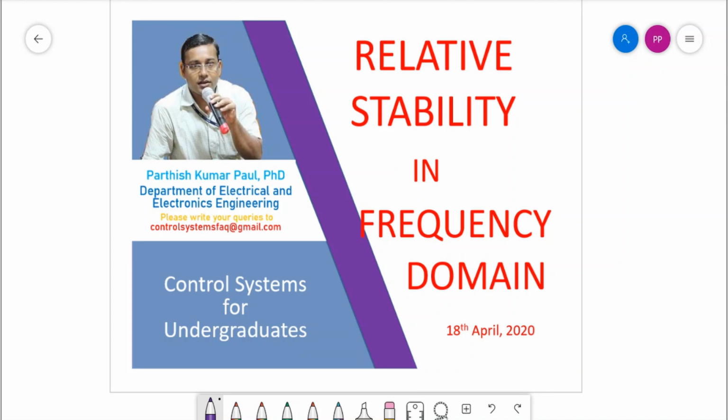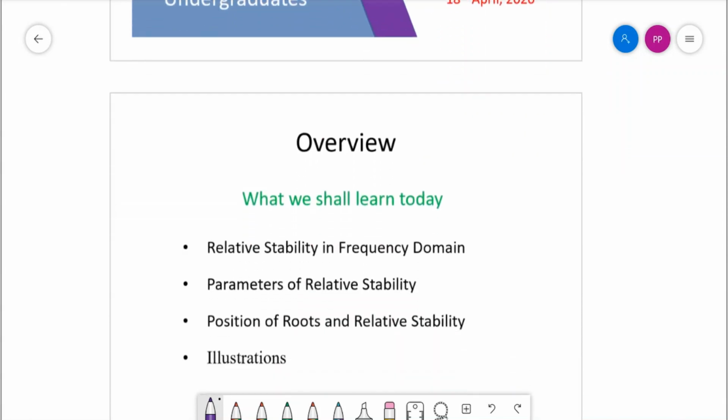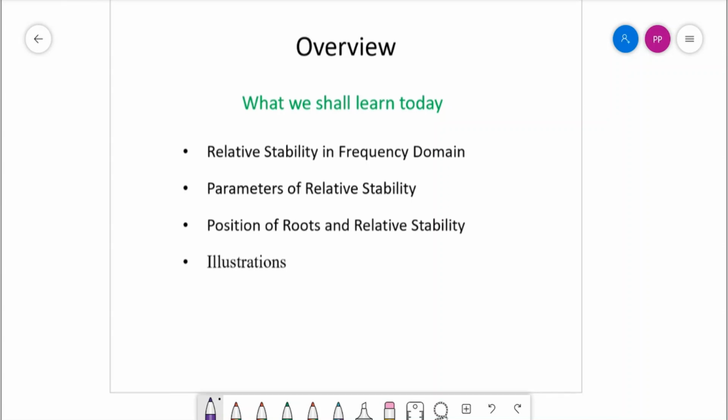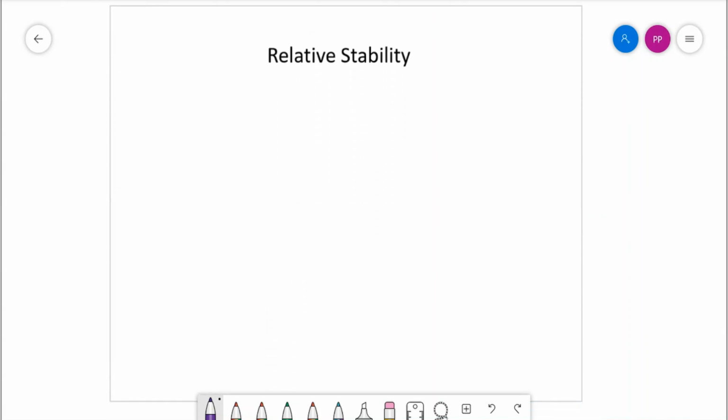Welcome friends, let us study the concept of relative stability in frequency domain. So in this session we shall learn the topic of relative stability. Mainly we shall focus on relative stability in the frequency domain, parameters of relative stability, position of roots and relative stability, how they are connected, and we shall understand different concepts of positioning of poles or roots or zeros through illustrations. So let us start with the definition of relative stability.